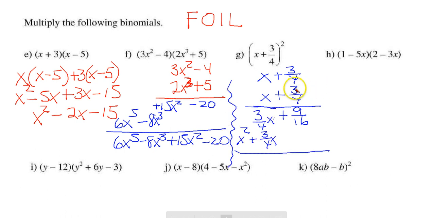So once again, 3/4 times 3/4 is 9/16. Then 3/4 times x is 3/4 x. And then this way, x times that is 3/4 x. x times x is x squared. So when we add this up, and I ran out of room a little bit, so x squared. Now, 3 and 3 is 6.